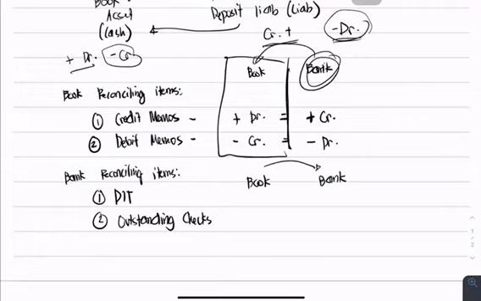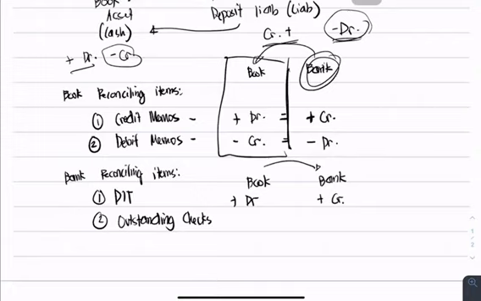So in our book, what did we do? We increase our account. So plus or debit. So what should the bank do to equalize what the book did? So the bank needs to increase also their account. So credit. Okay, credit.